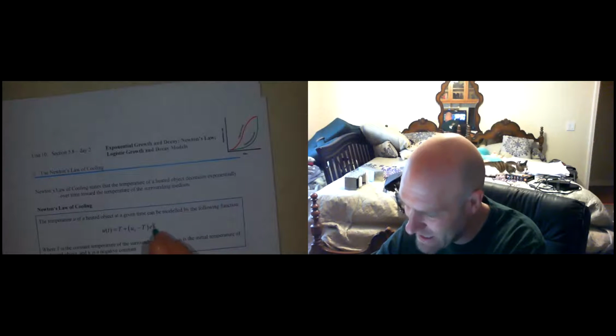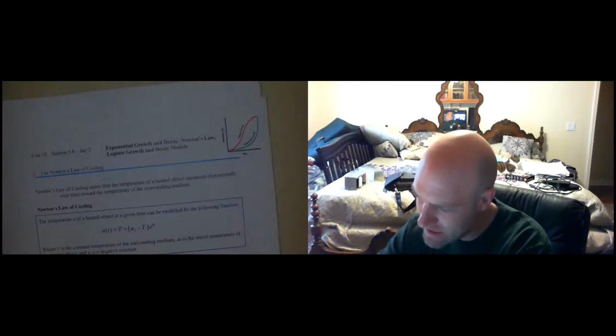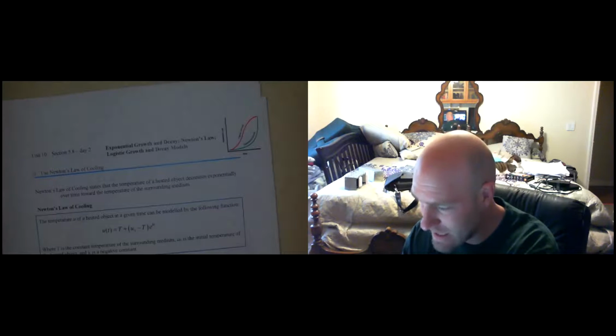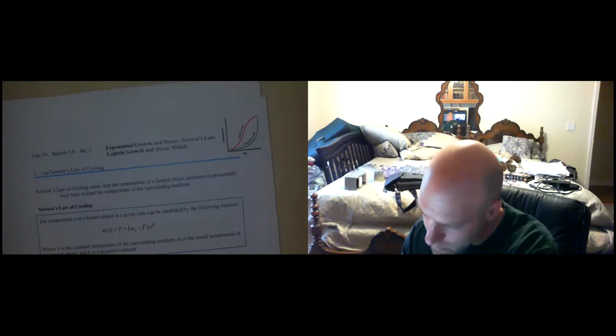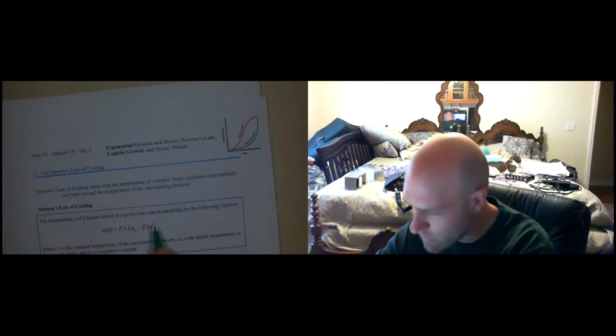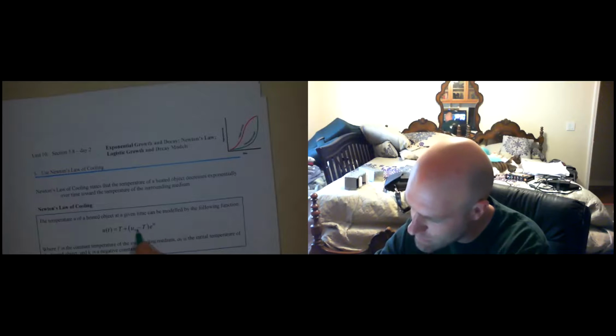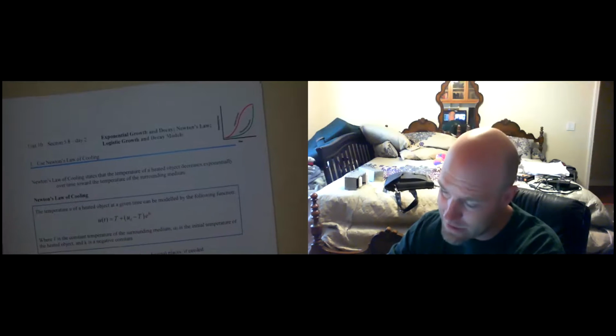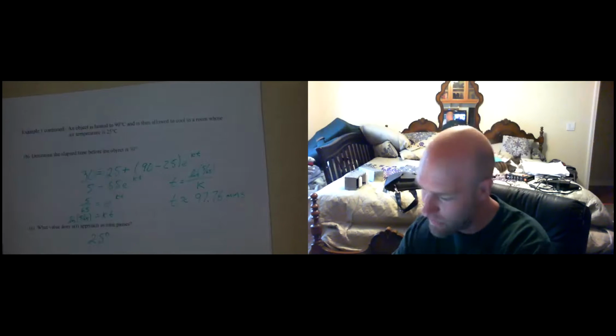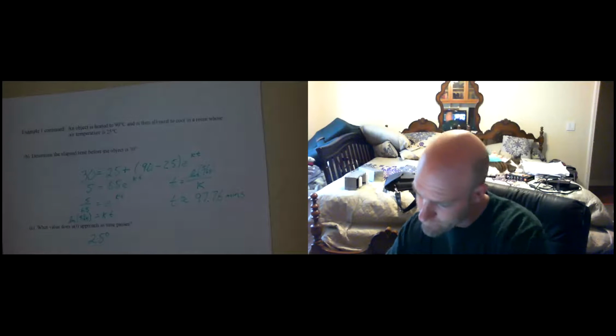So really quickly here, remember that T is 25, K is a negative number. If t is a large number, then kt is a large negative number. E to a large negative number is close to 0, and 0 times this is close to 0. 0 plus T is close to, well, T, that ambient temperature, that 25 degrees.